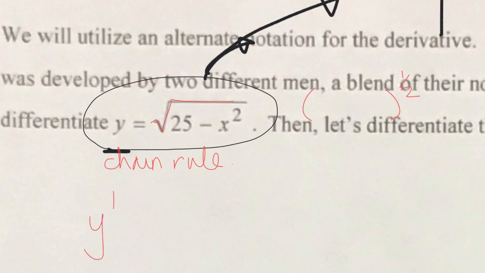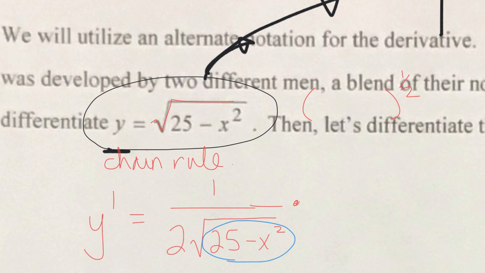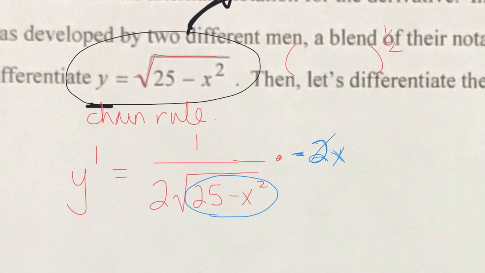So y prime, if y is your equation, is 1/2 times the square root of our function, right? That is the derivative of the square root. Times, and here's the chain rule part, the derivative of your thing underneath your radical. So this is a negative 2x, the derivative of 25 minus x squared. We could divide the 2 by the 2 and get a final simplified answer of negative x over square root 25 minus x squared.